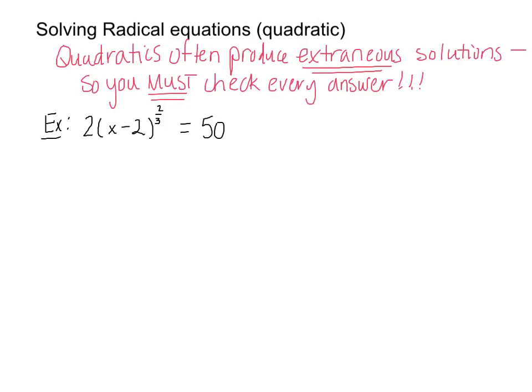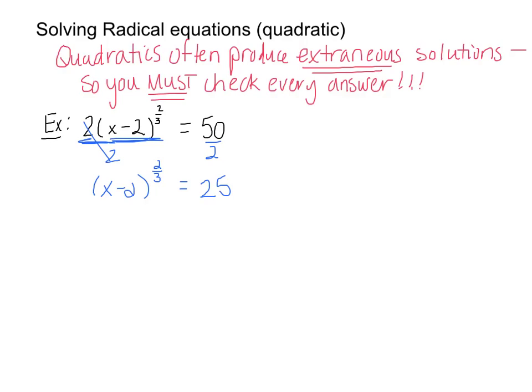Alright, so here's our first example. We have 2 times x minus 2 raised to the 2/3 power, and that equals 50. The first thing we're going to notice is that you want to isolate either the exponential or the radical. So this is what's raised to the exponent, so we need to isolate that by getting rid of this 2, and in order to get rid of the 2 we have to divide both sides by 2.